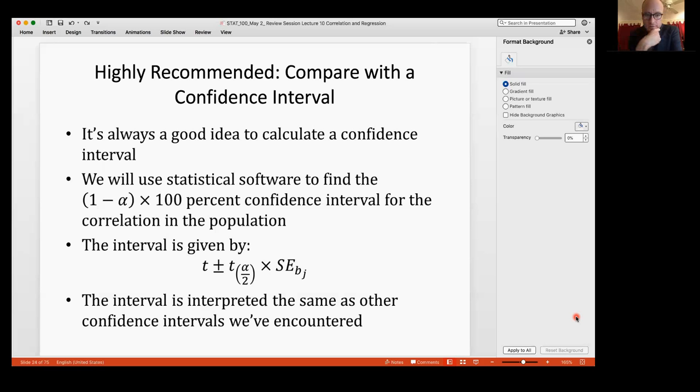And we use statistical software to find the 1 minus alpha times 100% confidence interval, the 95% confidence interval for the correlation in the population. When I say correlation here, I would rather say coefficient. Sometimes we can use correlation interchangeably with coefficient, but when we talk about regression, I actually would encourage you to use the word coefficient. Keep in mind, a correlation is a coefficient. But I encourage you to talk about coefficients when you talk about regression, because it's actually a partial correlation. You partial out the correlation when you talk about the slope, because you partial out the intercept. And when you have multiple regression, you would partial out all of the other potential confounders.